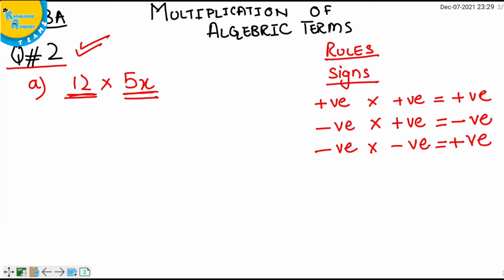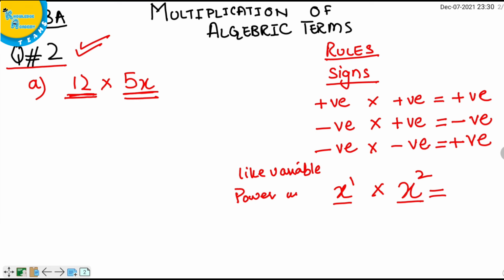Now, there is one more rule which is also very important. If we are multiplying like variables, for example x with x square, we can see that the variable is the same, x and x, but their power is different. So what happens to the answer in such a case? Their powers will add. We write x, and 1 plus 2 is 3, so the answer will be x cube.